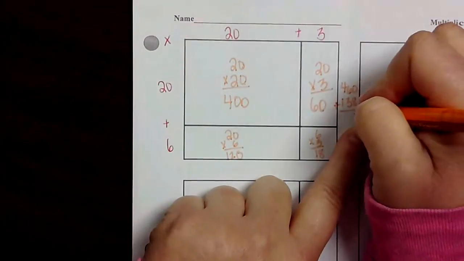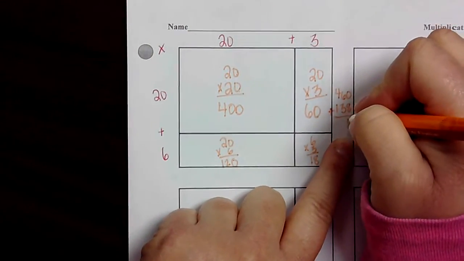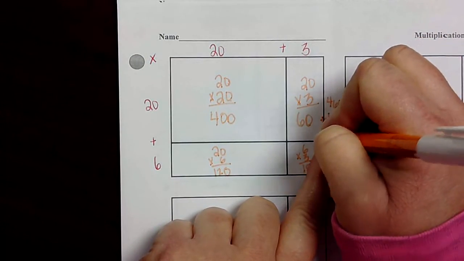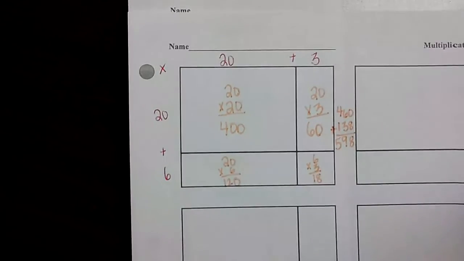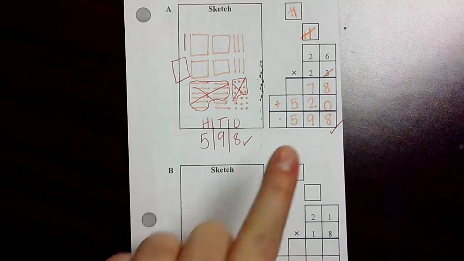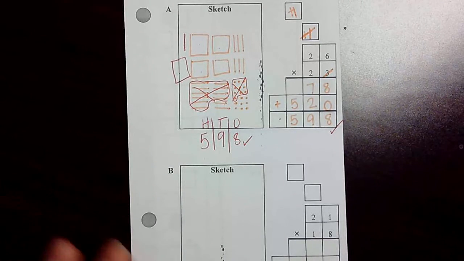So I have 0 and 8 is 8. 6 and 3 is 9. And 4 and 1 makes 5. So there's my 598, just like we got with our sketch and our standard algorithm. All right, let's do another problem here.